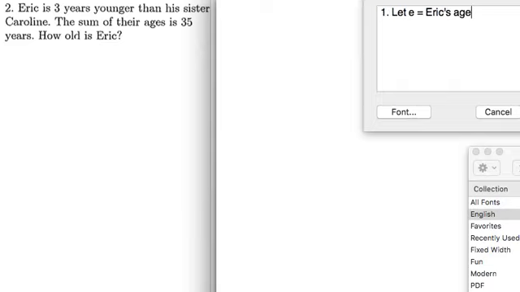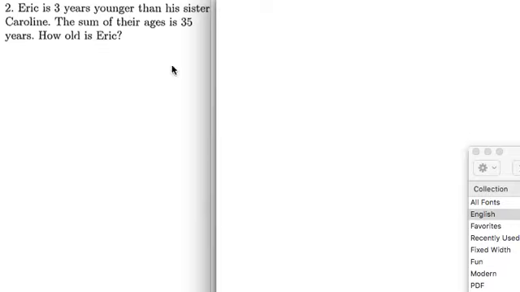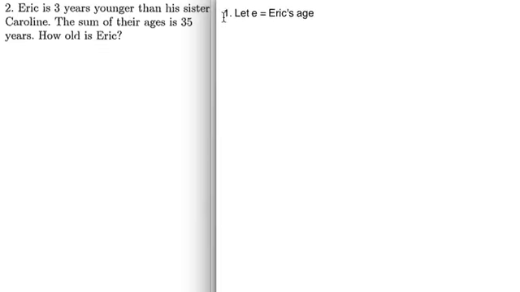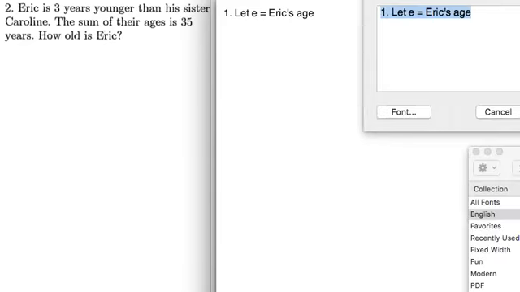So step 1, let E be Eric's age. And then you say to yourself, all right, once I've got my let statement taken care of, what are the other quantities in here that I don't know? I know the sum of their ages is 35, so that's not something I don't know. I know the difference between them in years is 3 years. That's not something I don't know. But I don't know Caroline's age. So let's come up with Caroline's age.